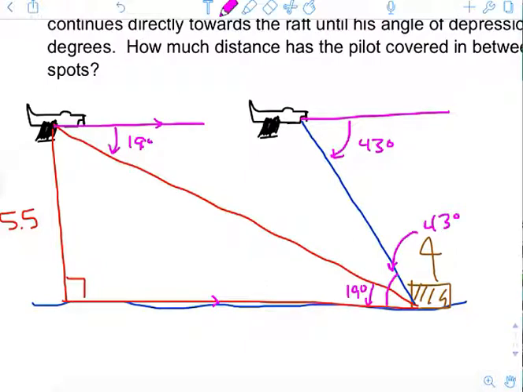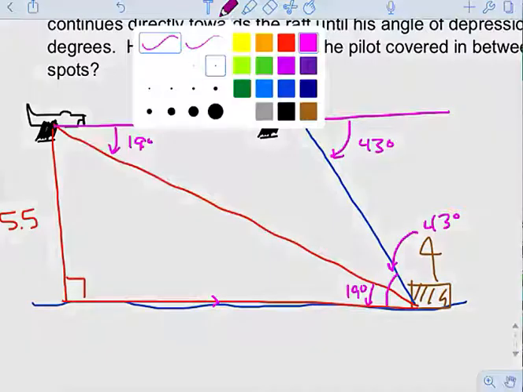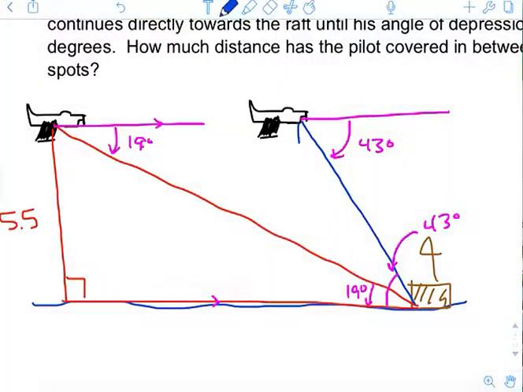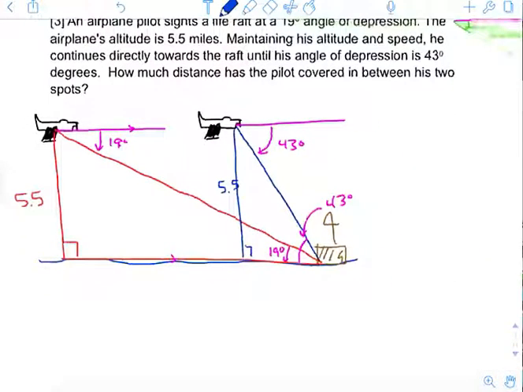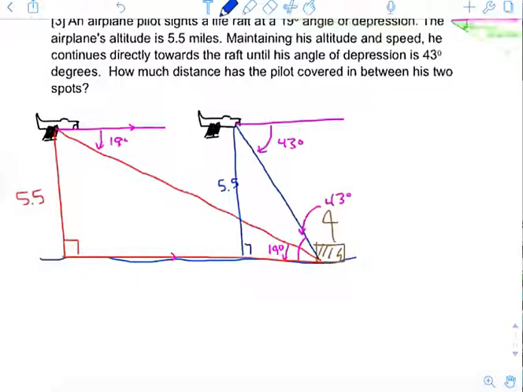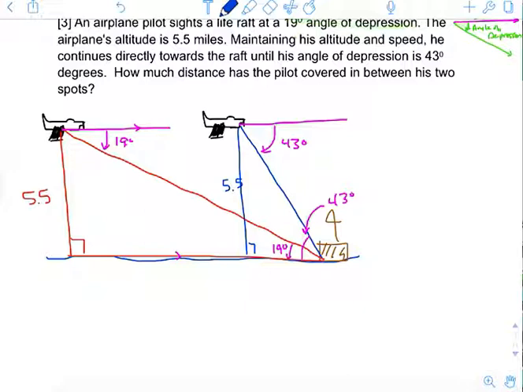And then he looks down at his pilot. Now he maintains his overall altitude, which means this distance has not changed, nor has the fact that his right angle changed. That's still 5.5 miles. Now the question here, I could ask a lot of different questions, but the question I'm asking you now is how far has this plane moved? So we have to kind of form a plan.